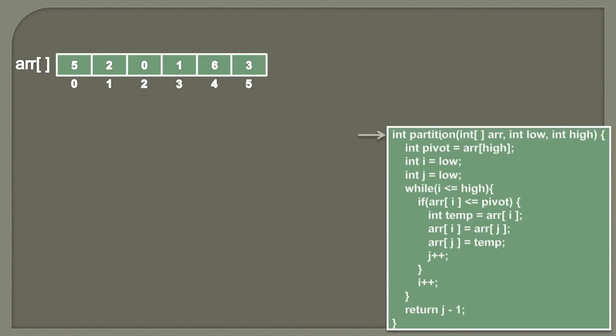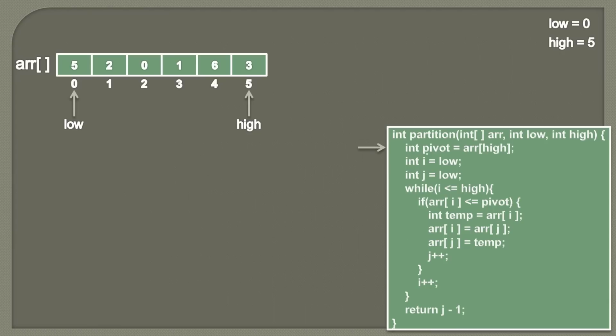So now we'll see this partition method with this array, low as 0 and high as 5. So we are partitioning this complete array. We have discussed this method in greater detail in our previous videos. You can watch that video so that once we go through it again, you will get a better understanding.